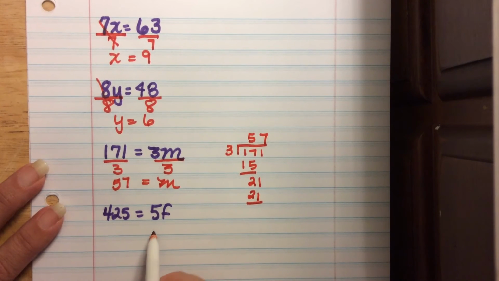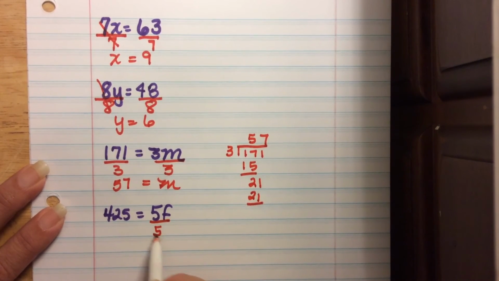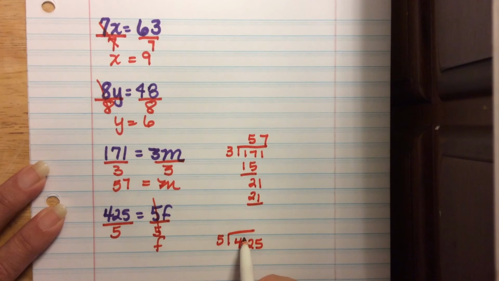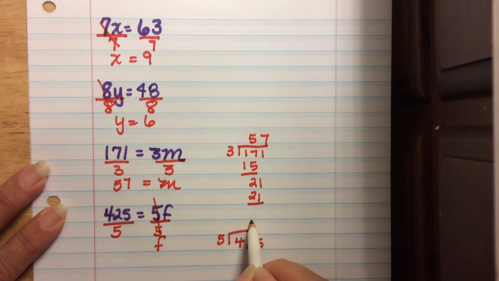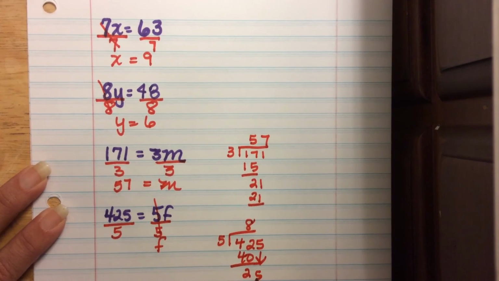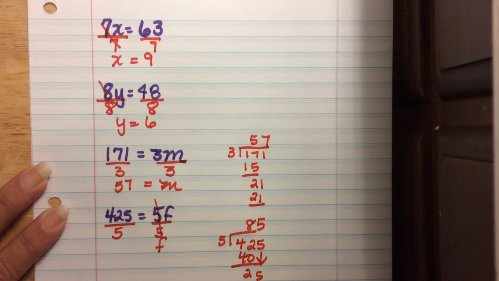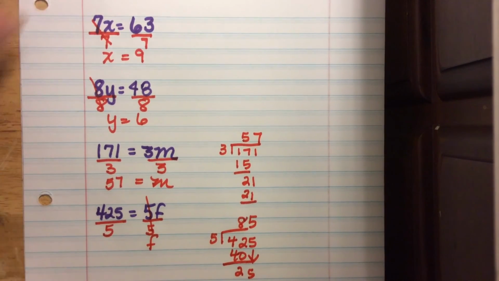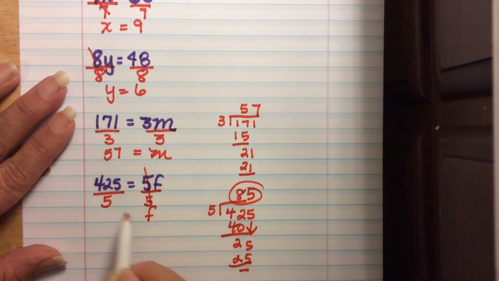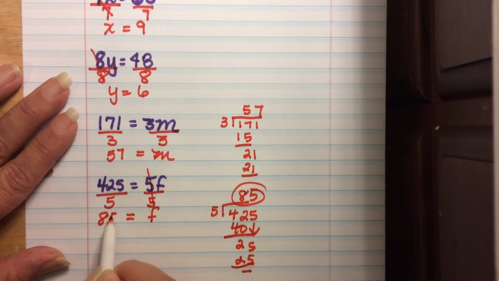Okay? Again, you're going to divide by the number that's with the variable. I have to balance and do that on both sides. So over here I'm left with F, and I may need to come to the side to figure out how many times 5 goes into 425. Okay, 5 goes into 42 8 times. 5 goes into 25 5 times. So my answer is 85, so F is equal to 85.